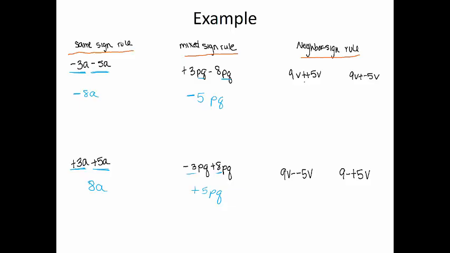Alright, neighbor sign rule. When the signs are the same, we'll keep it positive. So 9v plus 5v is 14v. Signs are different, so we're going to use a negative. 9v take away 5v is 4v. Signs are the same, so we're going to make it positive. So we have 14v. Signs are different. Oops, there's supposed to be a v here. So we're going to make it minus 4v.